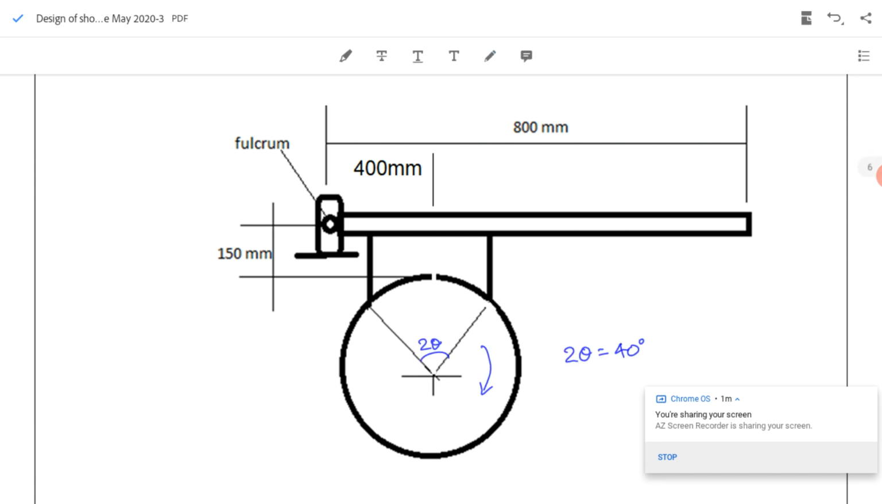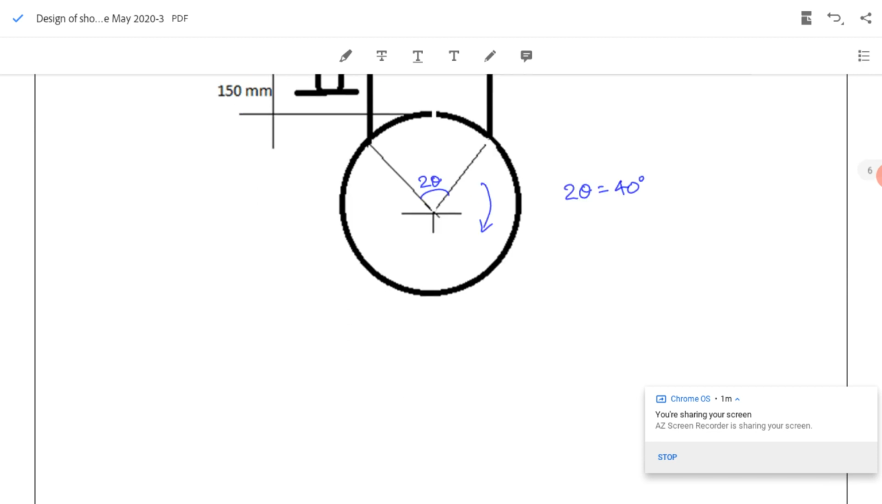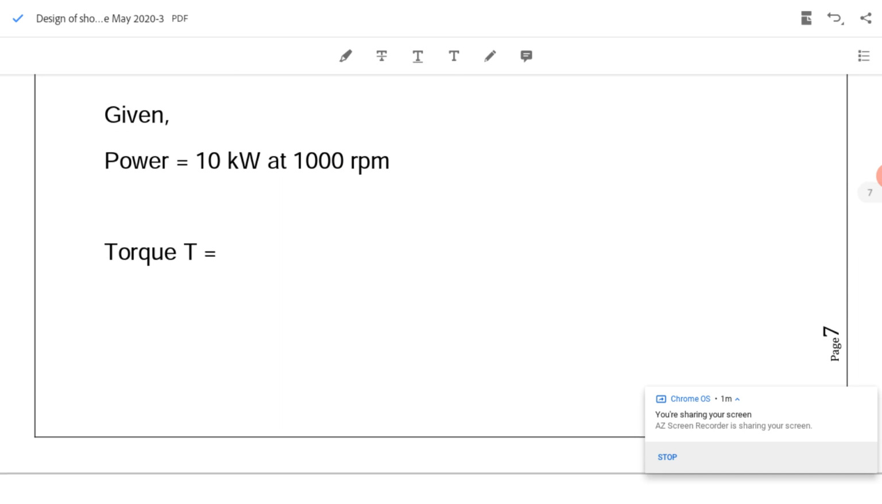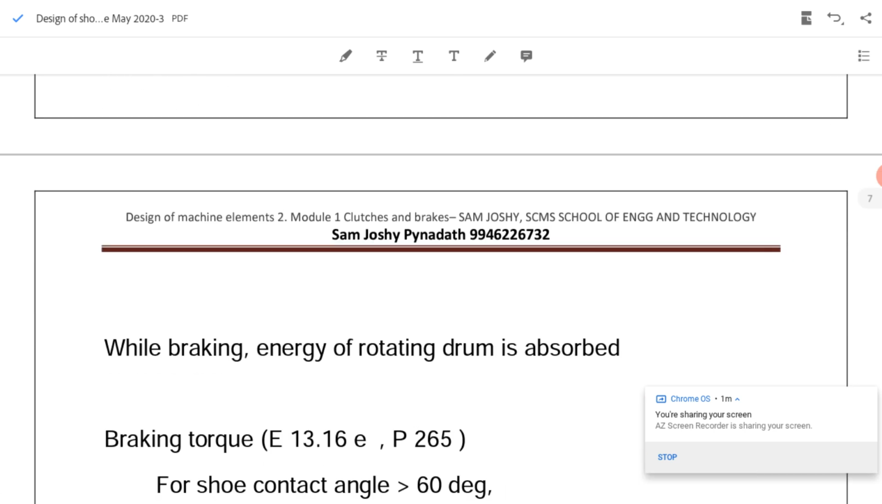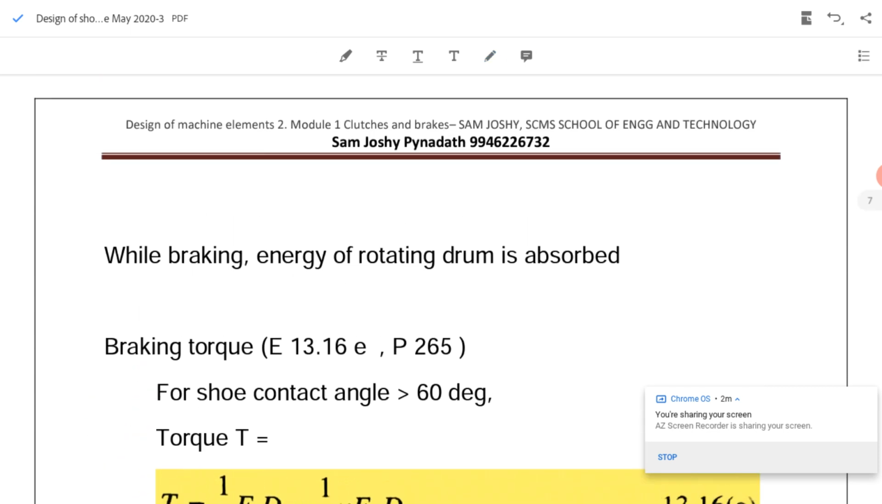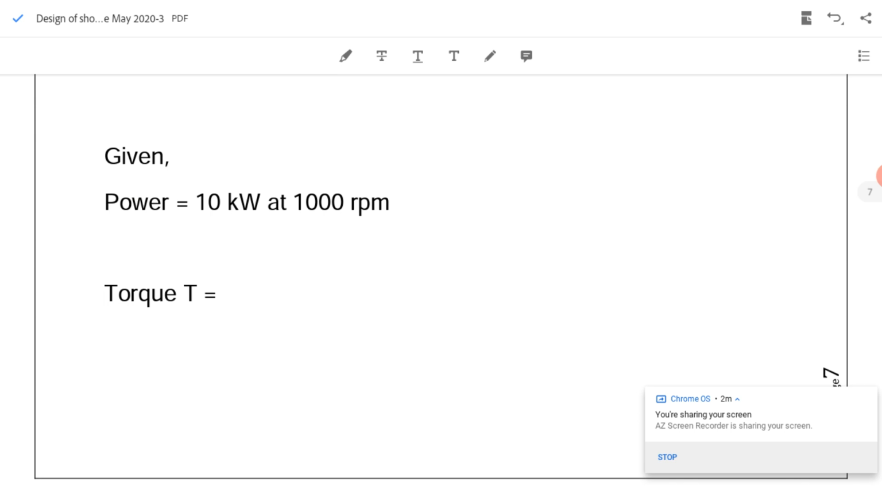First we have to find what is the normal force and the tangential force. To find the normal force, we have the equation: torque T equal to 1 by 2 Ft D equal to 1 by 2 mu Fn D, where T is the torque transmitted. How to get the torque? We are given the power and the RPM. So first we will find what is the power, what is the RPM, and from that we can get the torque.